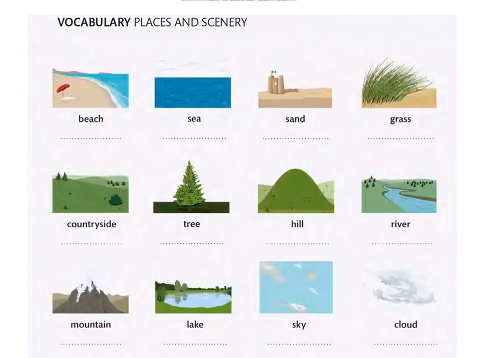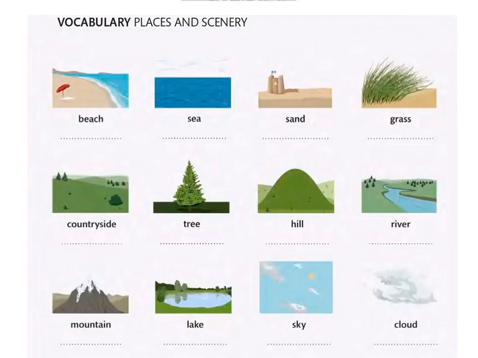We have more places here. And scenery. Beach. Sea. Sand. Grass. Countryside. When we say countryside we talk about rural, agricultural areas. Mostly we say countryside. It's roughly the opposite of the city.